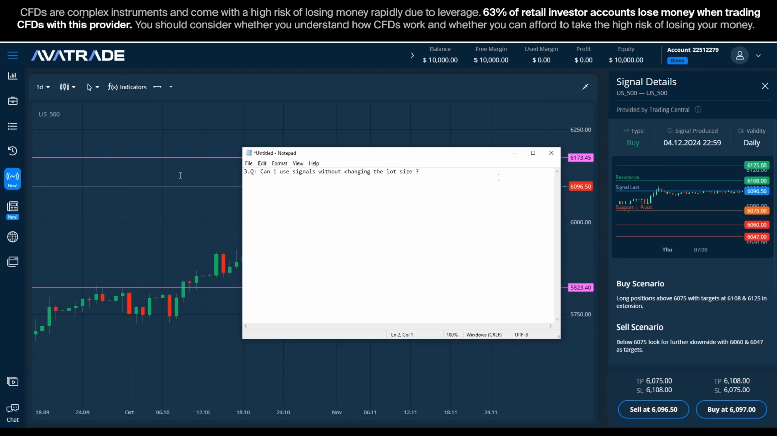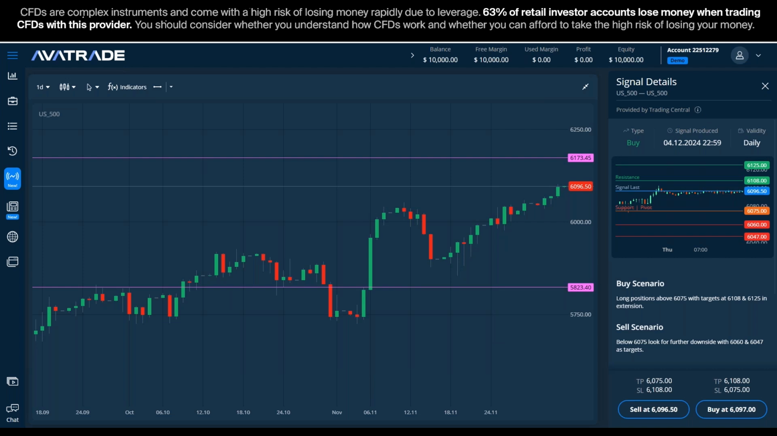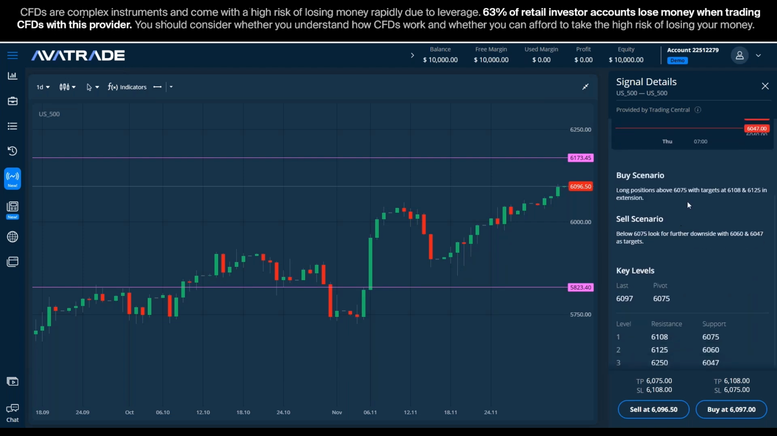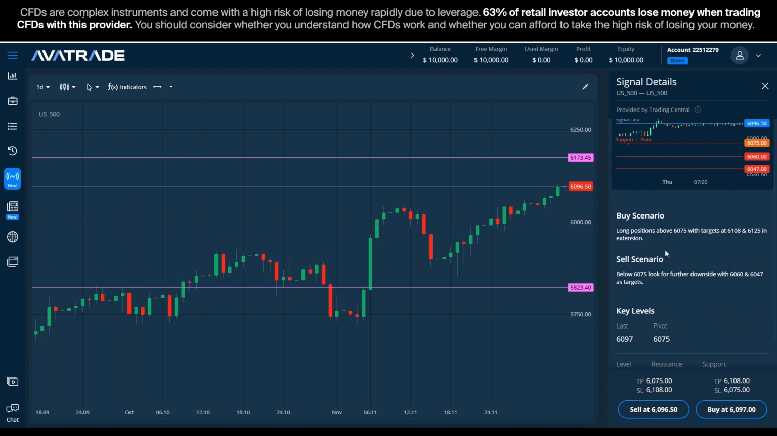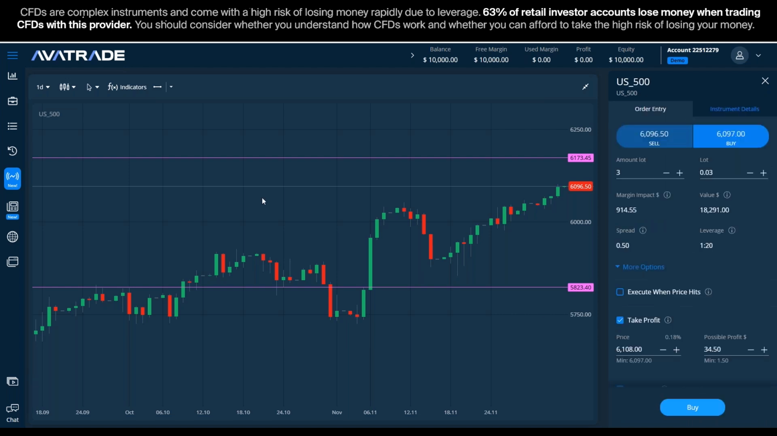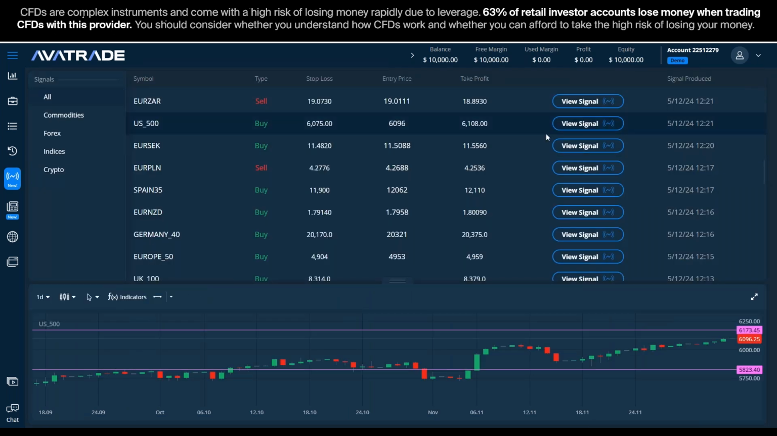Okay, and the question here is asking about the lot size when taking a signal. Now, as you can see, if I scroll up and down, there is no advice for the lot size. So if I go with one of the scenarios, it doesn't really make a difference. Let's go with the buy, because this is the default lot size that is offered to me by the platform. Okay, whether I'm with a sell or with a buy, let me just quickly show it to you again.